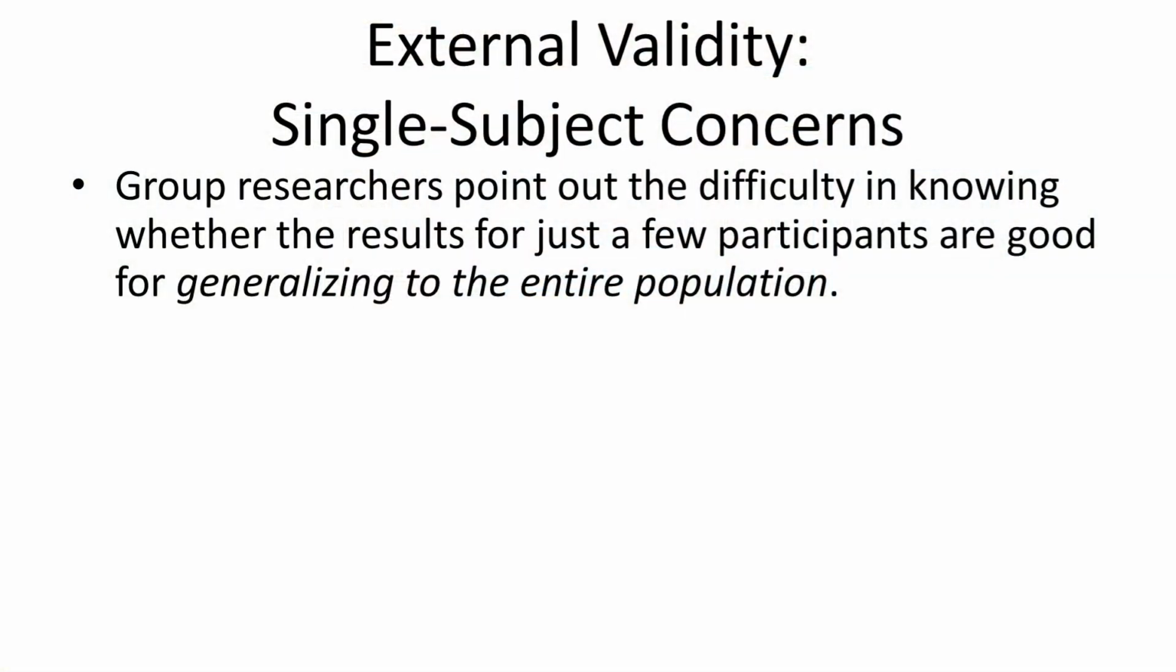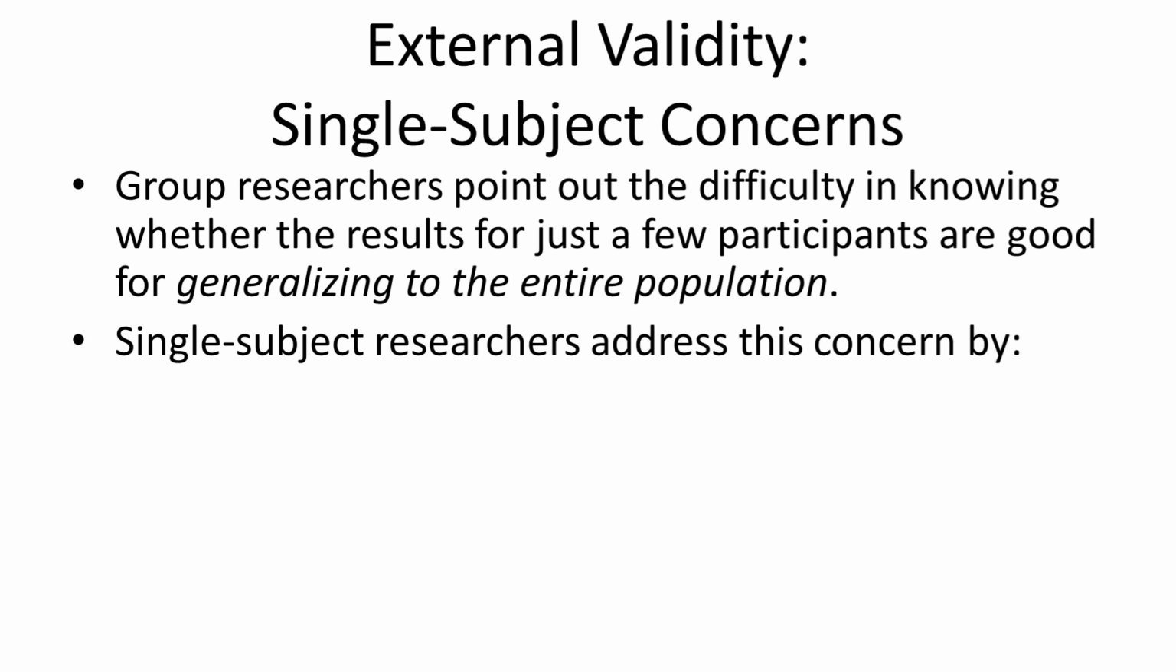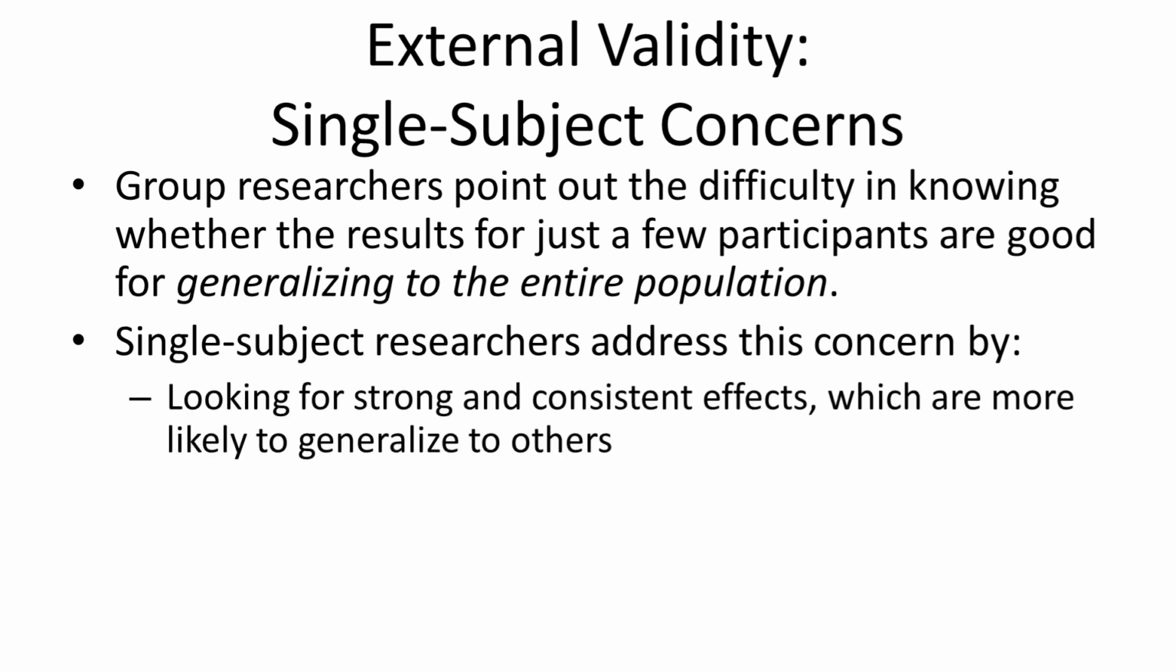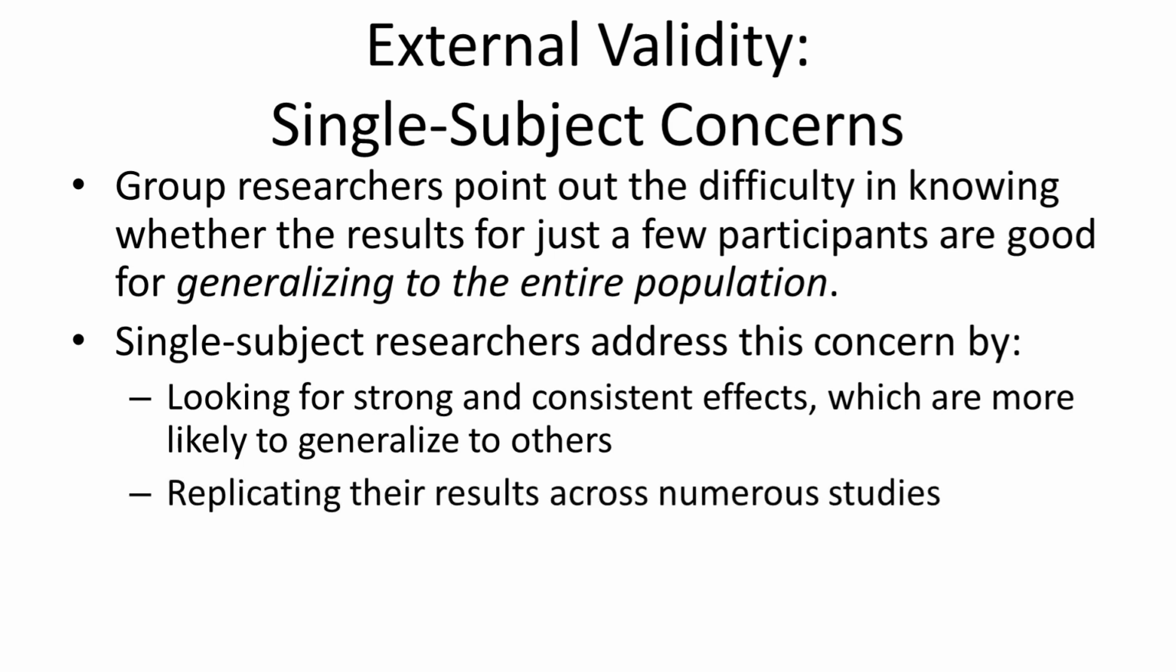Now, a very valid criticism of single subject design that group researchers will often point out is that the whole goal of doing research is to generalize to the entire population. We want to know about all humans, not just one person. But single subject researchers can address this concern by doing the following. They can look for strong and consistent effects, which are more likely to generalize to other people. And they can try to replicate the results across numerous studies with numerous different individuals.